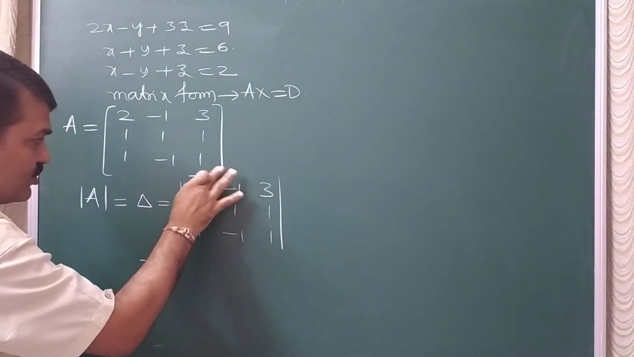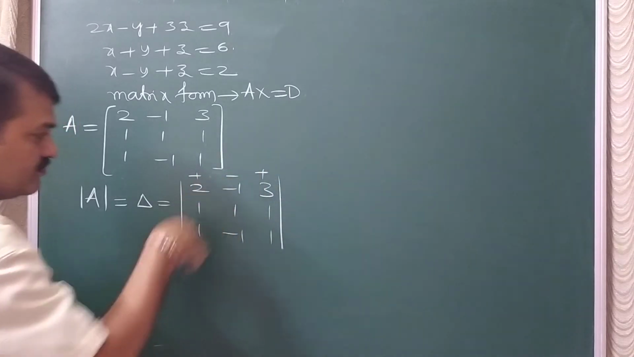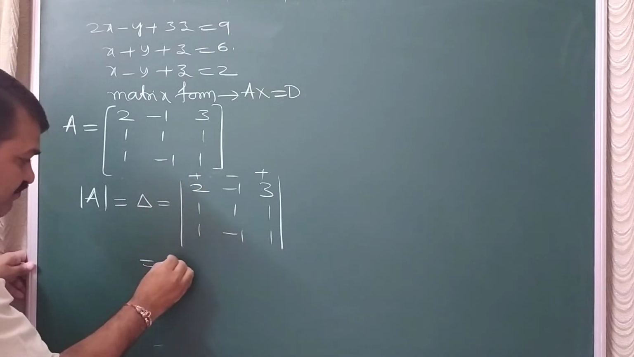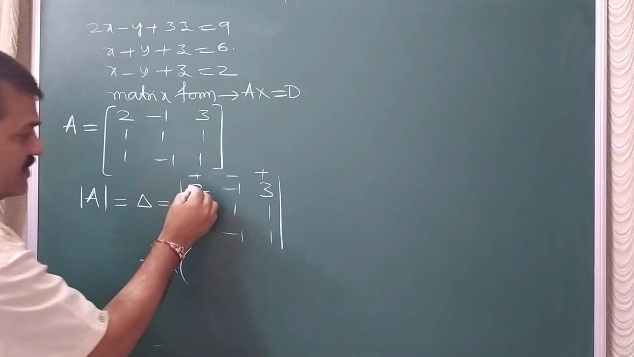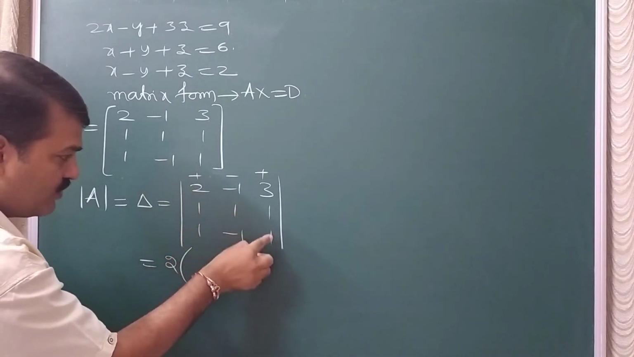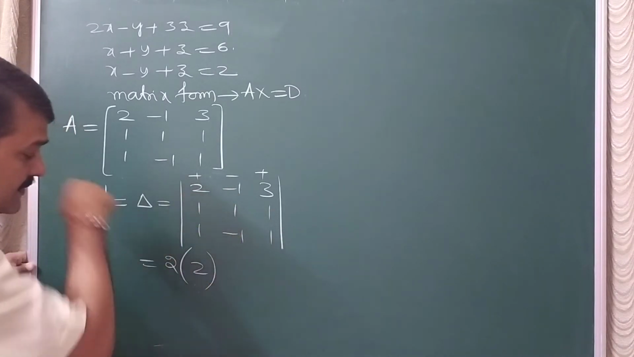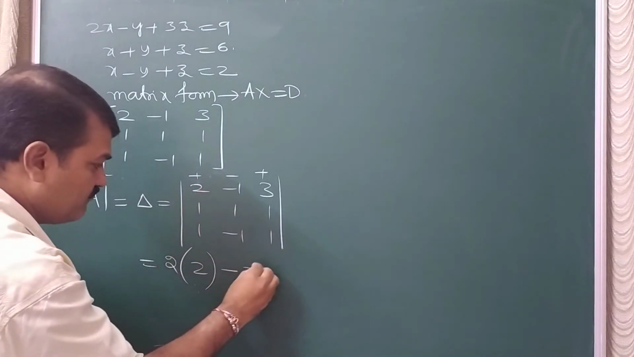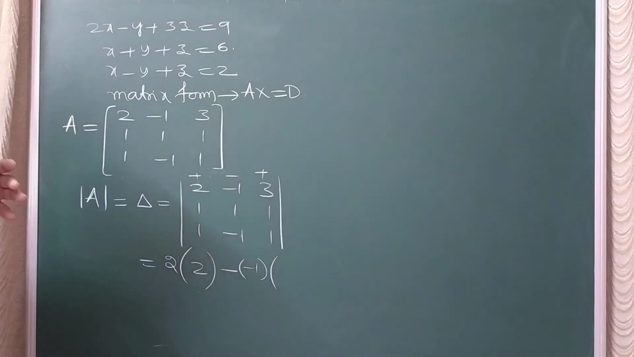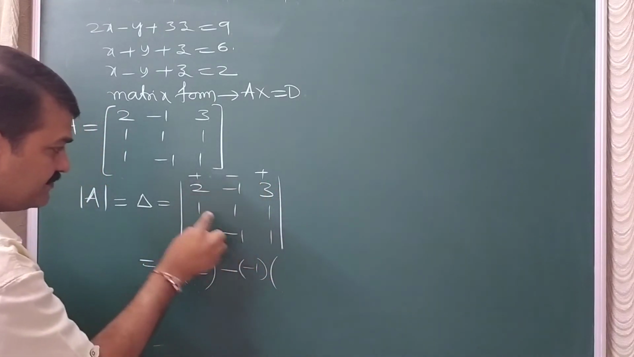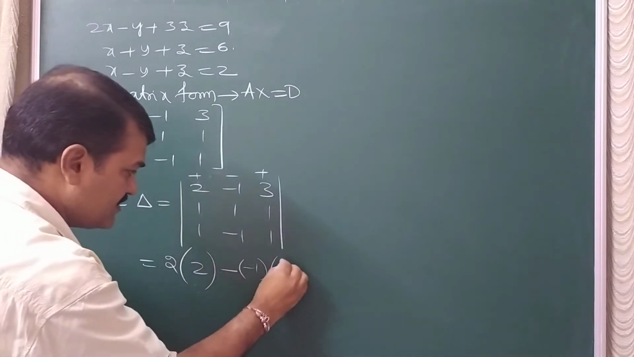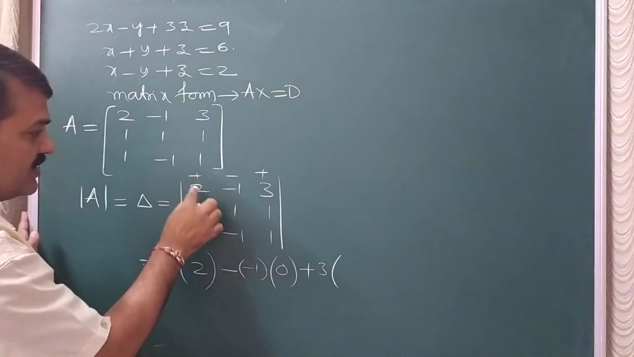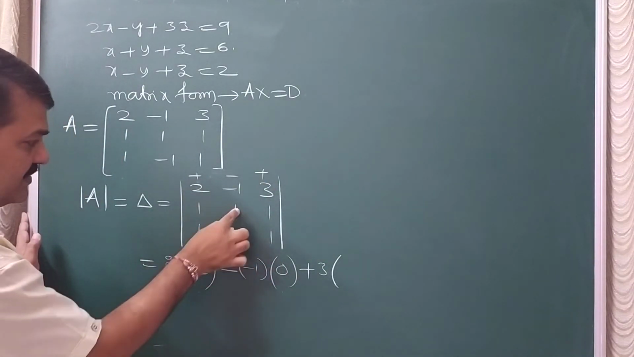I will use the first row, because we don't have any zeros, we can use any row or column. I am using the first row. So 2 into, remove this row, this column, 1 plus 1. Next element, minus sign is there. So minus 1 into, remove this row, this column, 1 minus 1, 0. Next element plus 3 into, remove this row, this column, minus 1, minus 1.